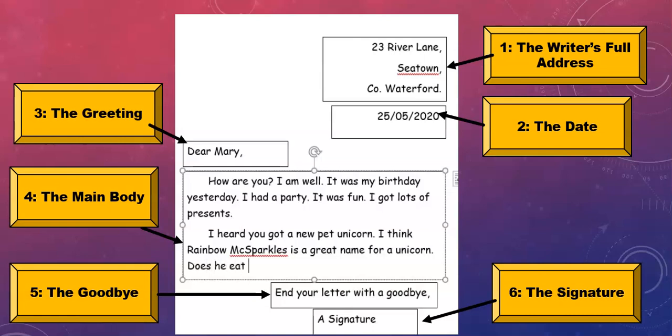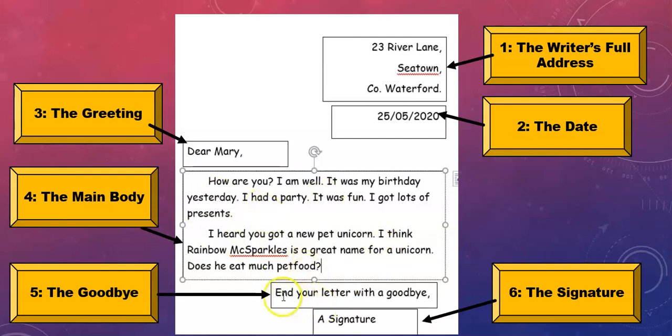Does he eat much pet food? There we go. Now, you can fill out more in that letter if you want. You can ask what kind of magical drinks Rainbow McSparkles drinks, or if he's got any special magic powers. You can tell Mary all about your super mystical pet goldfish. Anything you want to put into the letter goes into this box here.